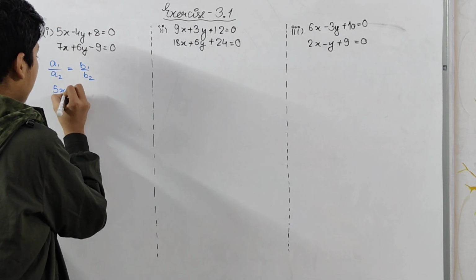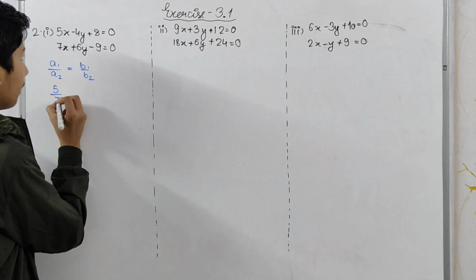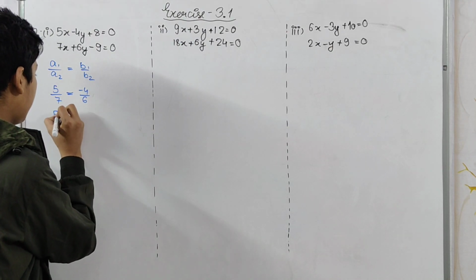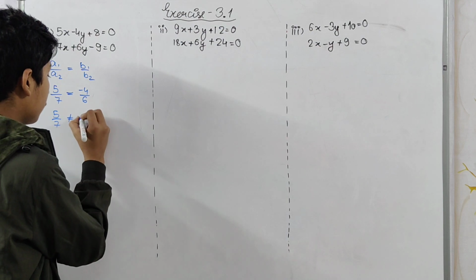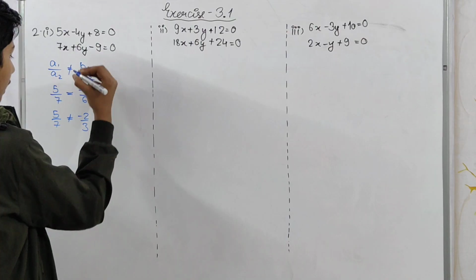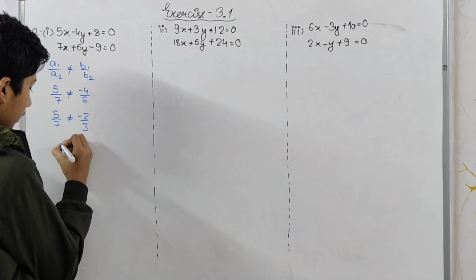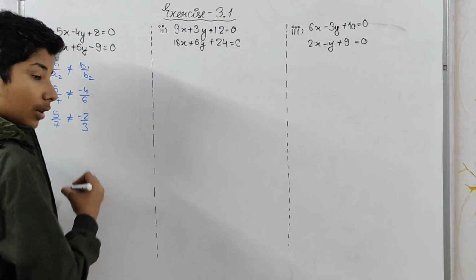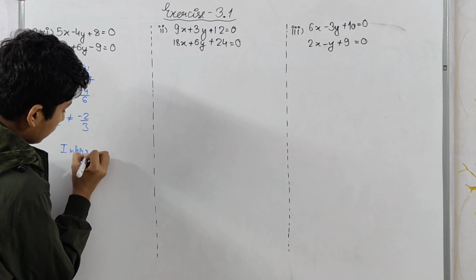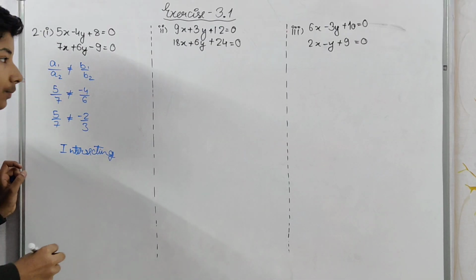So for 5x, all the coefficients will be there. So 5 upon 7 and minus 4 upon 6. So 5 by 7 is not equal to minus 2 by 3. Okay, means a1 by a2 not equal to b1 upon b2. So we can say that the lines have a unique solution, so lines are intersecting. Intersecting.